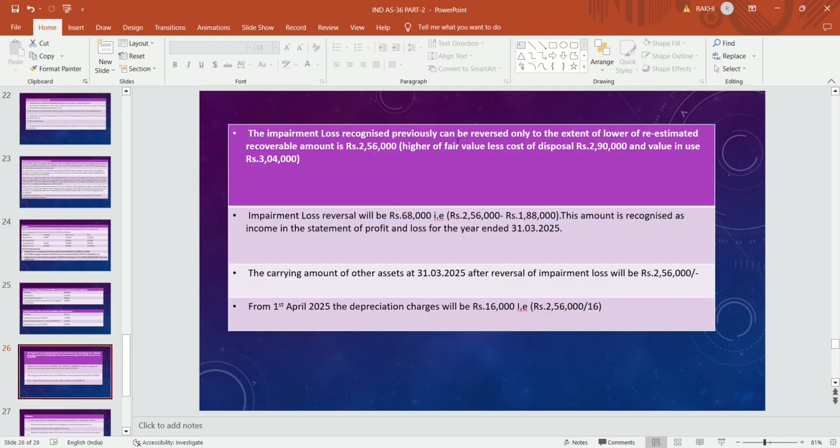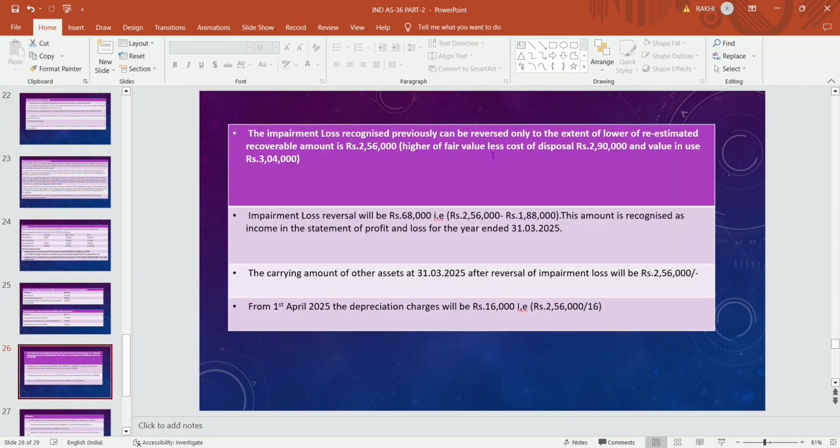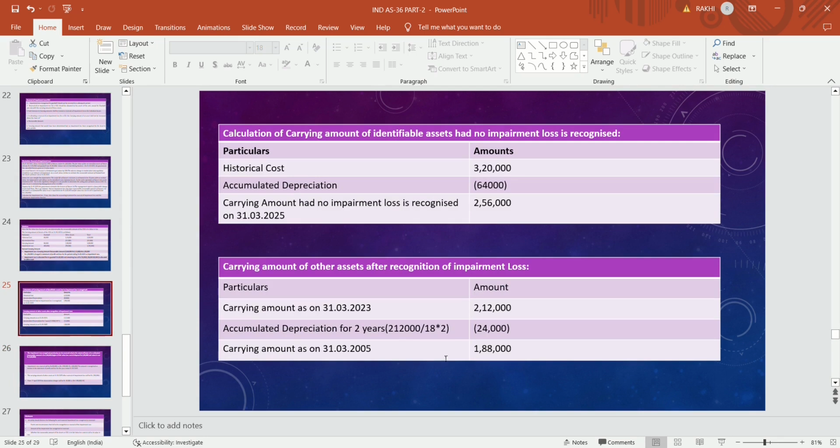Now the impairment loss recognized previously can be reversed only to the extent of the lower of the re-estimated recoverable amount. That is the 2,56,000, the higher of the fair value less cost of disposal, that is 2,90,000, and value in use, that is the recoverable amount. The impairment loss reversal will be 2,56,000 minus 1,88,000, because that was already charged.